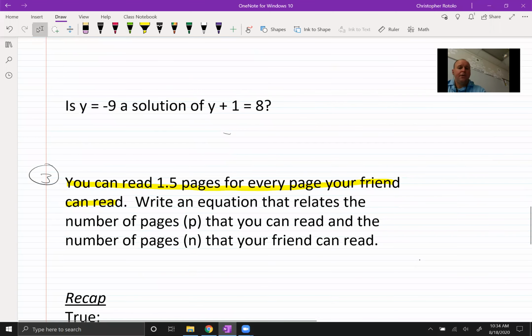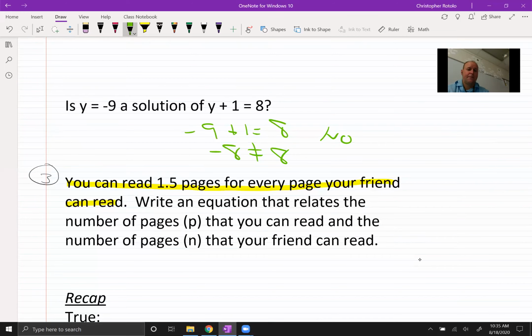All right, quick review of what we were talking about so far today. Is negative 9 a solution? Well, remember we can plug it in or we can solve it. So let's plug it in: negative 9 plus 1 equals 8? Well, that's negative 8, that's not equal to 8. So this is a no or a false type of question.